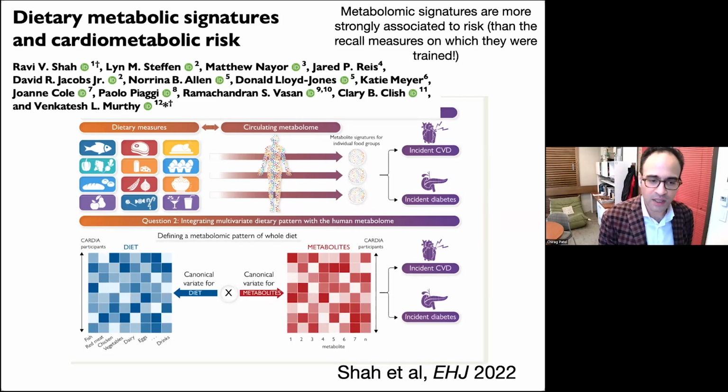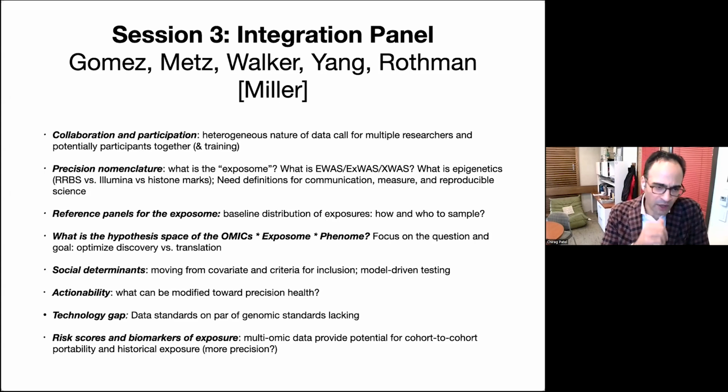So what else are these metabolites picking up, other than the actual nutrient intake, potentially behavior and others, to get to that response? And so in the integration panel, I think a main theme here was talking about collaboration and participation across multiple researchers and potentially participants together. Also calling for training. This is due to the heterogeneous nature of the data and the studies that need to be executed. I think there's also this need for precision nomenclature.